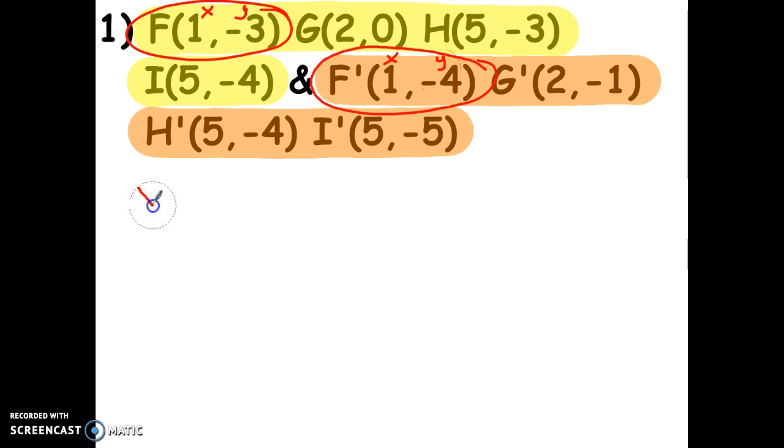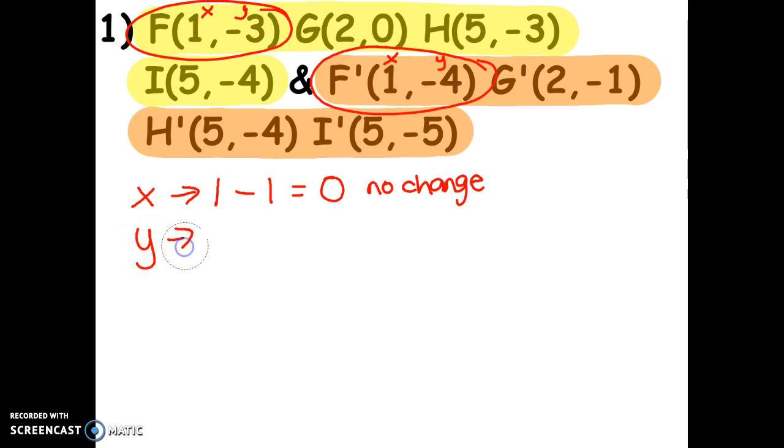So let's first look at our X's, okay? So what is our image X value? It is 1. Minus, what is our pre-image X value? It is 1. What does that equal? 1 minus 1 is 0. This 0 tells us that there was no change. That tells us that nothing at all happened to the X values. Okay, so let's move on to the Y values.